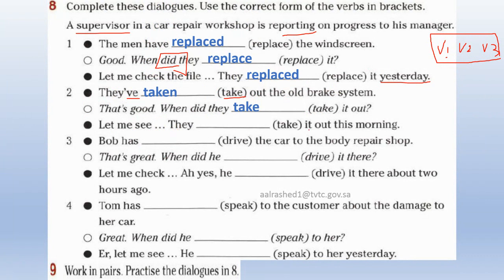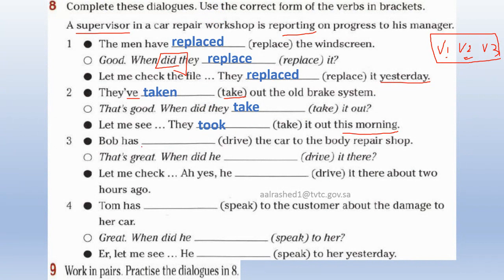Let me see. They took out the thing. So we have specific time. What is the past form of take? This is the past form here. That's the past form because I have specific time. Here I don't have specific time. I don't know when this happened. Took. The past form is took.